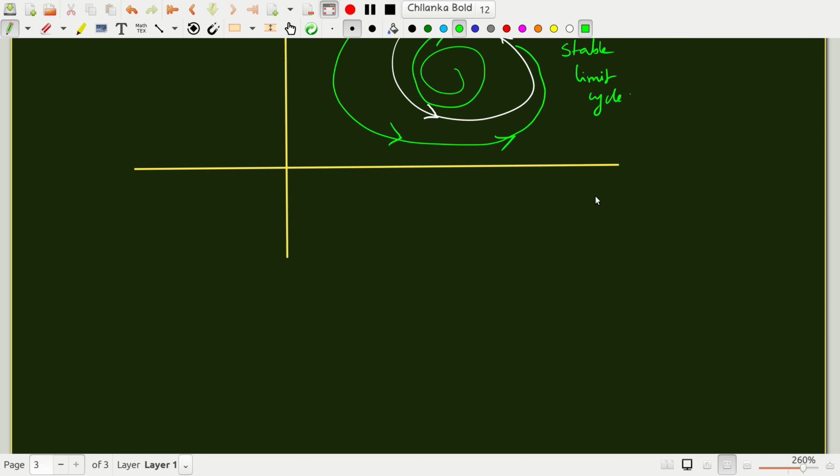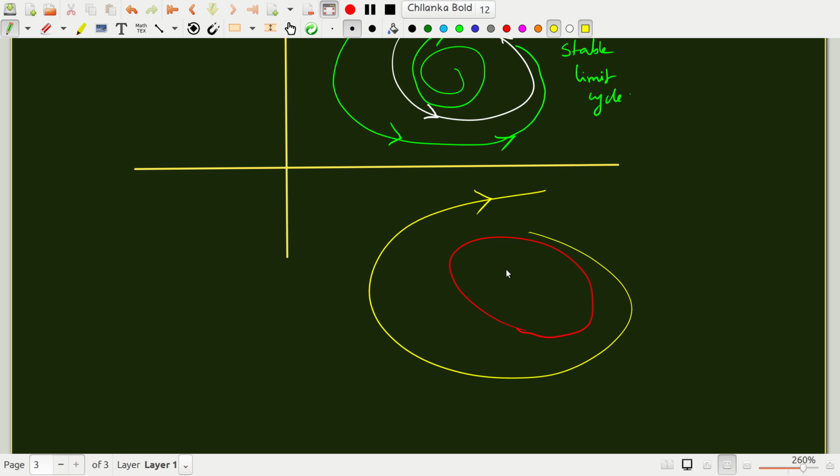as opposed to an unstable limit cycle, wherein you again have a closed trajectory, but when you start a little bit away, things are going to move away from the limit cycle and go somewhere else, presumably to a stable node or something like that.